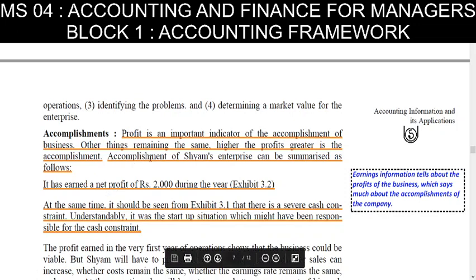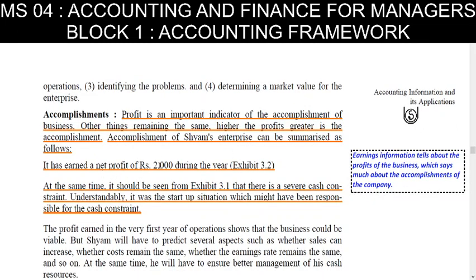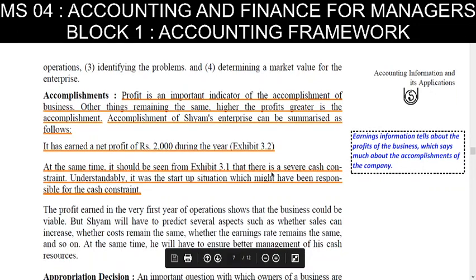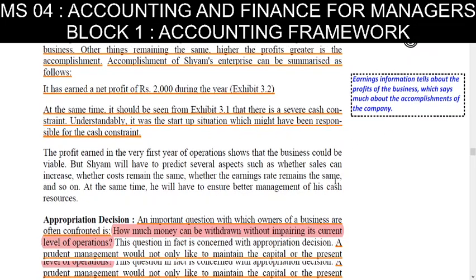What are accomplishments? How is it useful in seeing the accomplishments? Profit is an important indicator of the accomplishment of a business. Other things remaining the same, the higher the profits, the greater the accomplishment. In the above example, the accomplishment of Shyam's enterprise can be summarized as follows. It has earned a net profit of rupees 2,000 during the year, which is given in table number 2 using the revenue concepts. At the same time, it should be seen from table number 1 that there is a severe cash constraint. Understandably, it was the startup situation which might have been responsible for this cash constraint. Therefore, earnings information tells about the profits of the business, which says much about the accomplishments of the company.